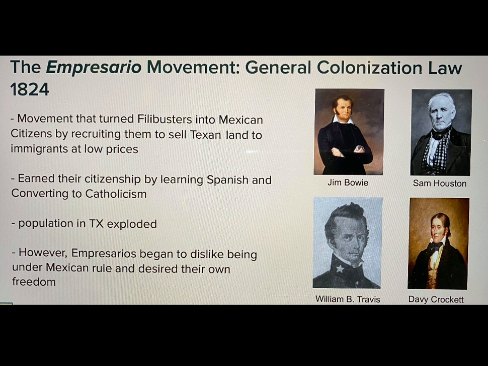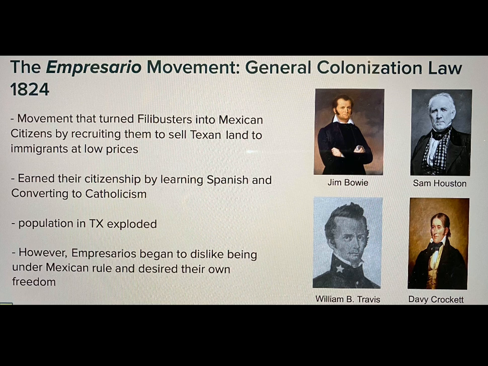Mexico was able to persuade these filibusters by appointing them as impresarios, which would lead into the General Colonization Law of 1824. This was a movement that turned filibusters into Mexican citizens by recruiting them to sell Texan land to immigrants at low prices. They would earn their citizenship by learning Spanish and converting to Catholicism. Now, this increased the population of Texas exponentially. It nearly doubled. However, the impresarios began to dislike being under the Mexican rule and desired their own freedom.